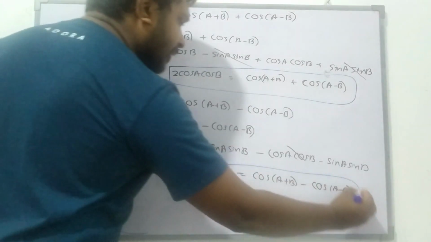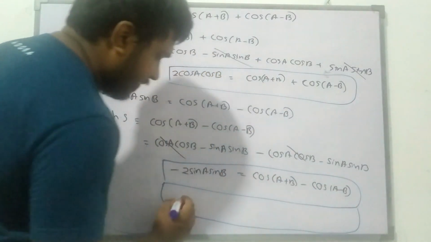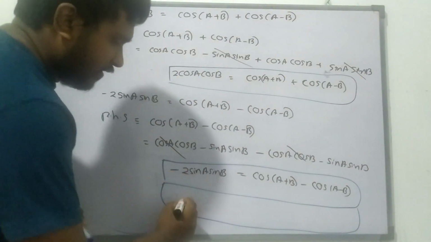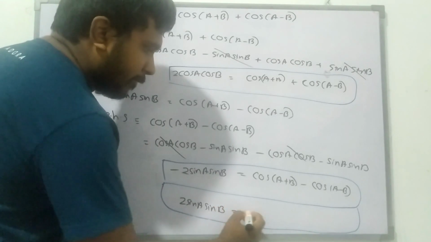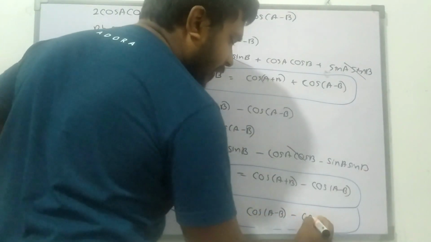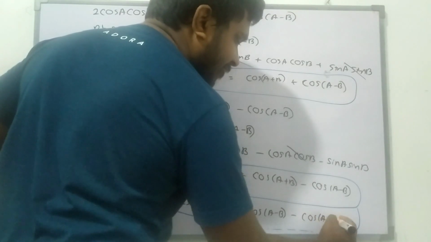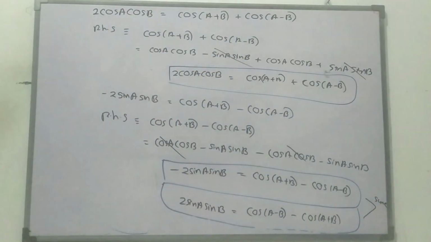So under these, I am going to divide by minus 1 and you will get another equation, which is 2 sin A sin B equals cos A minus B minus cos A plus B. Right, so both are the same. So hope now you are okay with the proof of the inverse formula of the CD.